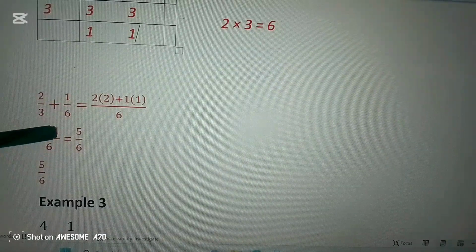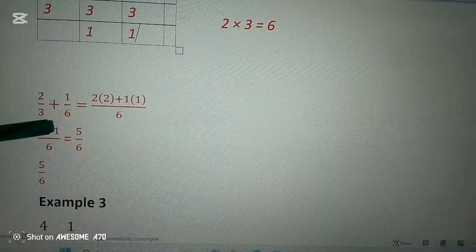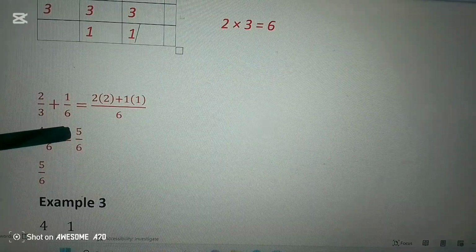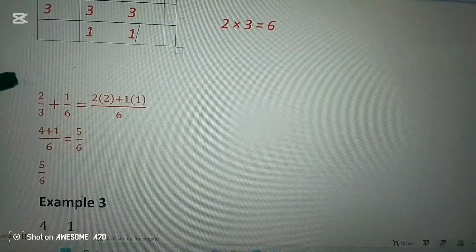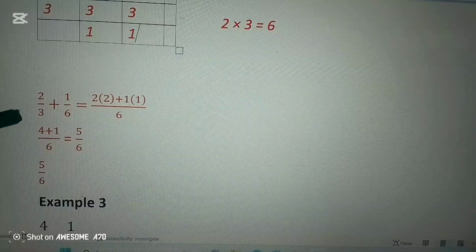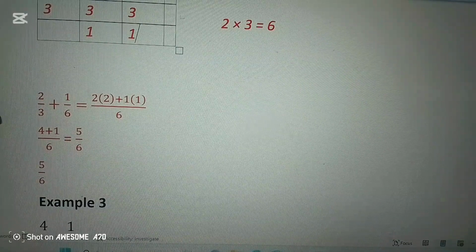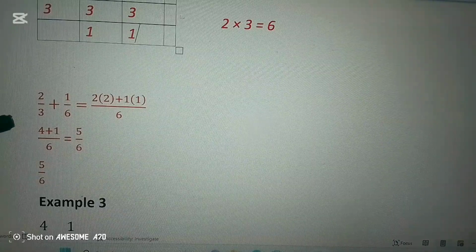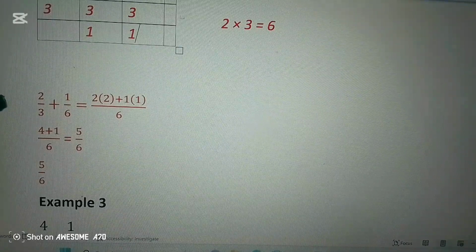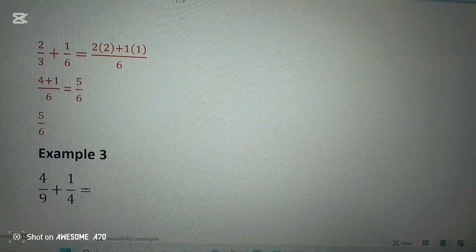1 times 1 is 1. So we are having 4 plus 1 over 6, which is 5 over 6. So if we add these two fractions, that is 2 over 3 plus 1 over 6, we are going to get 5 over 6.